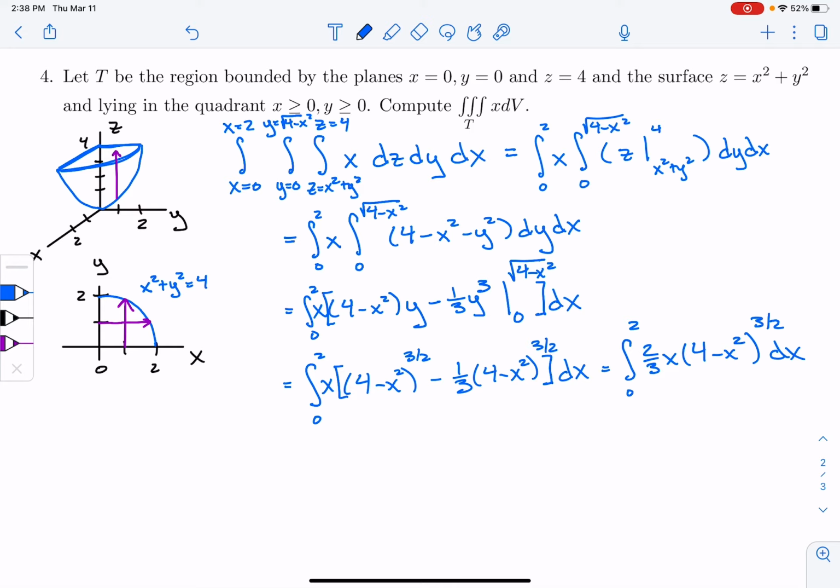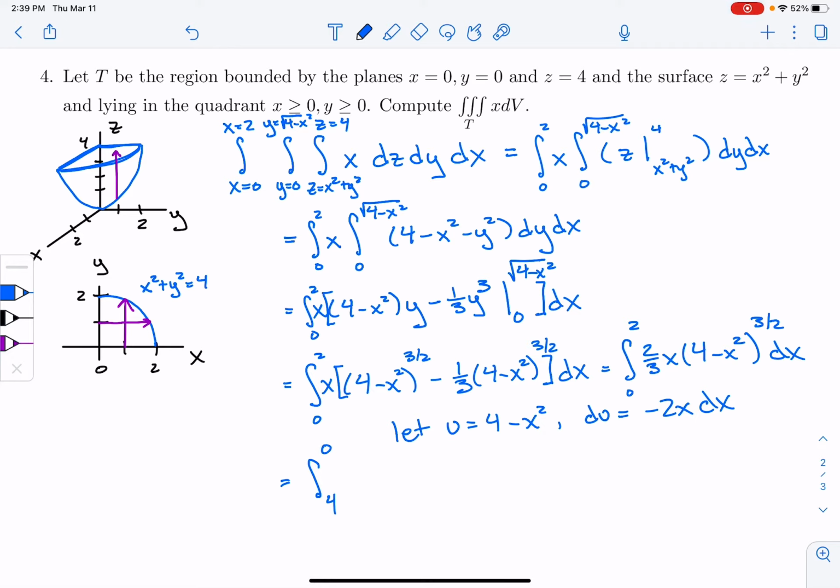I'm going to let u be 4 minus x squared. And then I'm going to have du be a negative 2x dx. So when I substitute in, I'm going to have an integral. 4 minus 0 squared is 4. 4 minus 2 squared is 0.